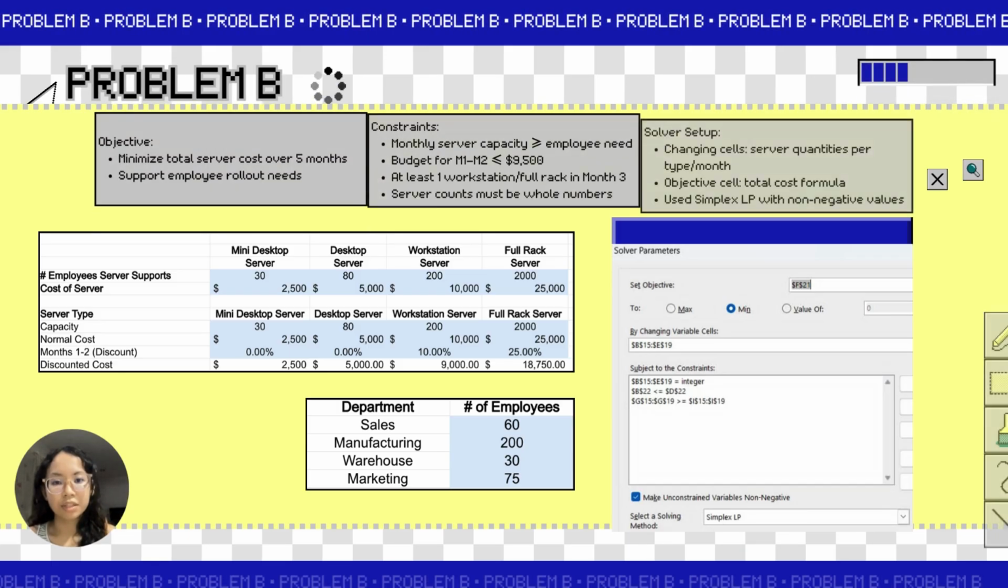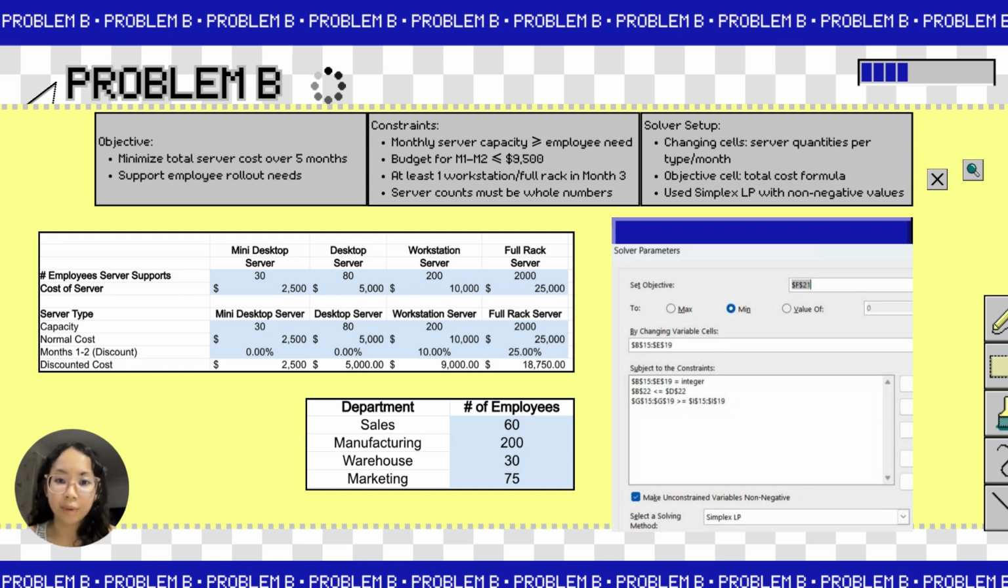To solve problem B, we created a spreadsheet model to help Emily decide how many and which types of servers to buy over 5 months to minimize total cost while meeting employee needs. The given data includes employee rollout per department, 60 employees in month 2, 200 in month 3, 30 in month 4, and 75 in month 5, as well as the server capacities and prices.